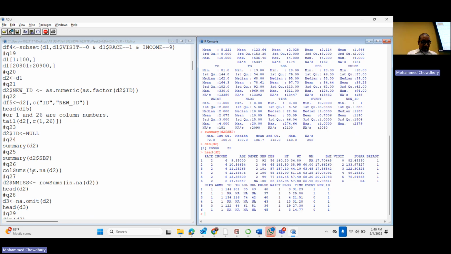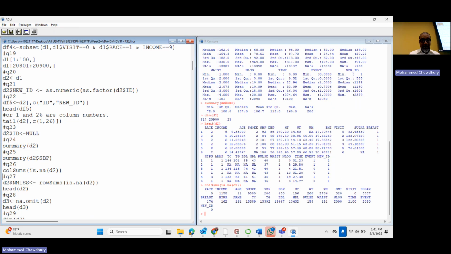How can I find how many missing values there are for each variable? That could be done using colSums, which means column sums, and then is.na. Is there missing in the D2 data? If it is missing, by columns, find the column sum. Race has 0 missing. Income has 1152 missing. Age has 1100 missing. Most missing is smoke. And then TC, total cholesterol, triglyceride, LDL, HDL. By running this code, you see that your data has the highest number of missing values in these four variables: TC, TG, LDL, HDL.